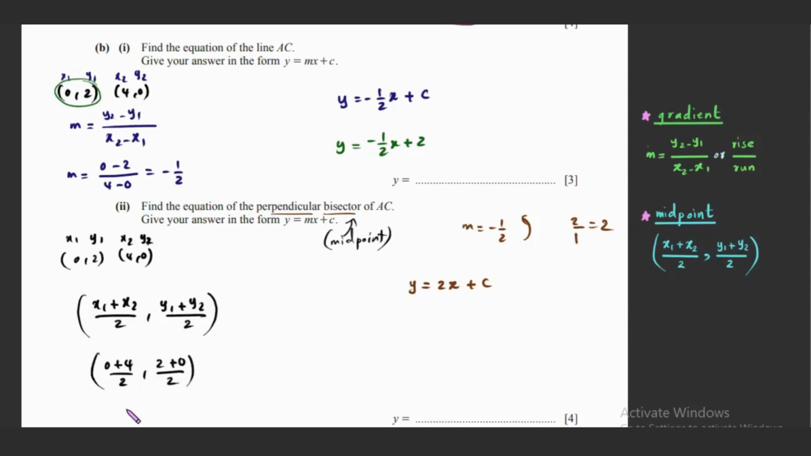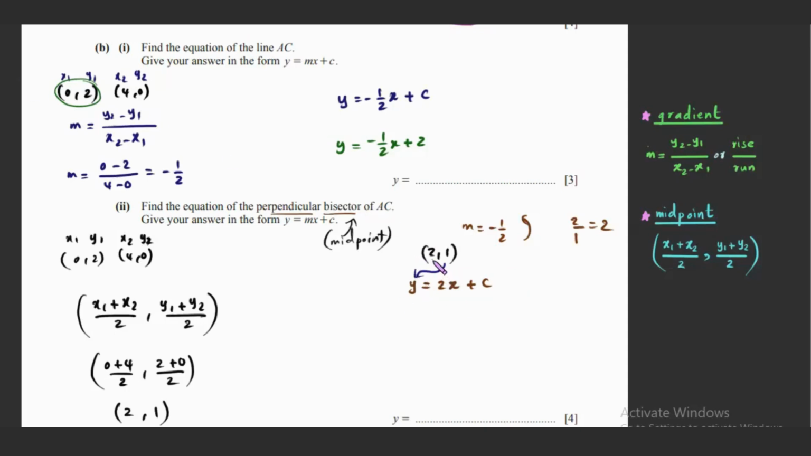So 4 divided by 2 is a 2. 2 plus 0 is 2. 2 divided by 2 is a 1. So the coordinate of the midpoint will be 2, 1. This 2, 1 should be substituted into this half-completed equation to find the y-intercept.